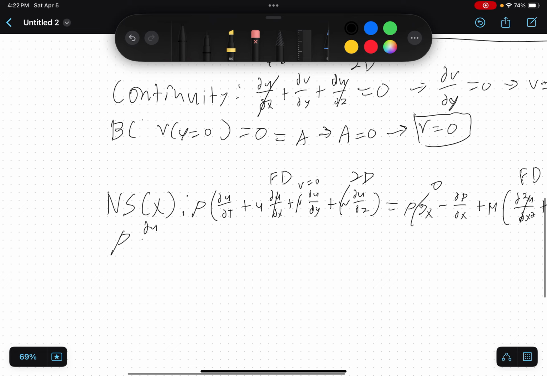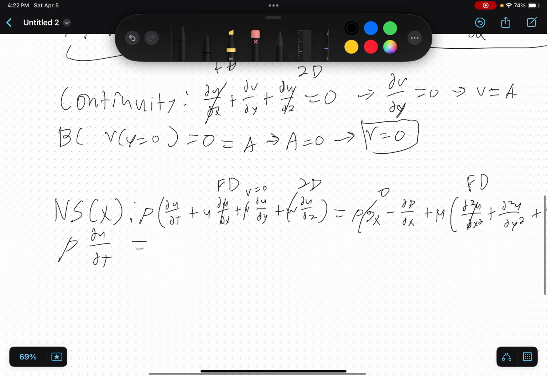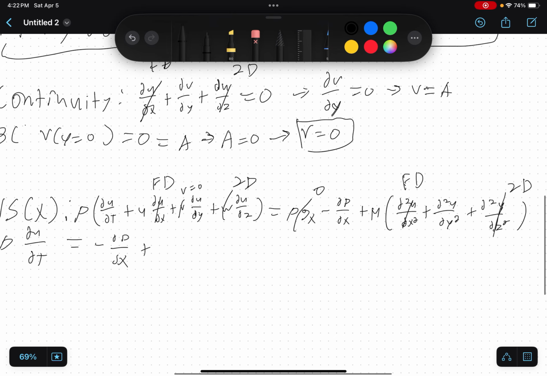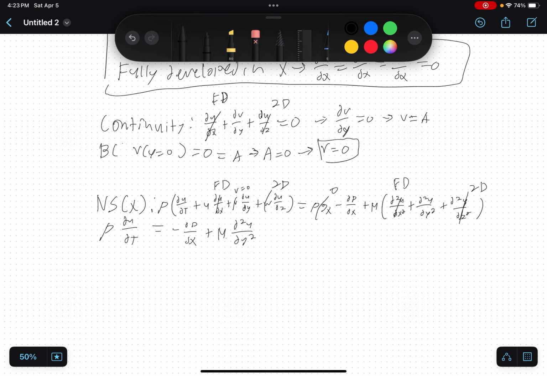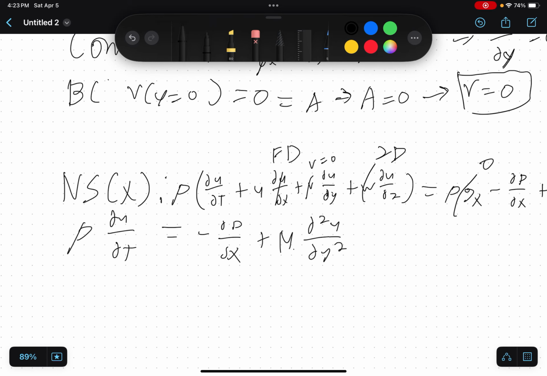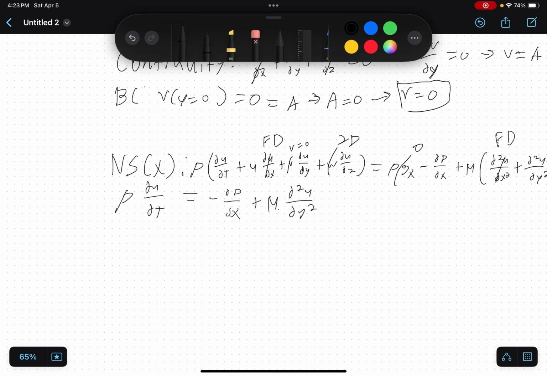Density du dt equals minus dp dx plus mu d squared u dy squared. Dang, it is raining a lot. I can see like 4 blocks away, and that's it. Okay. Well, a lot of stuff going on here.